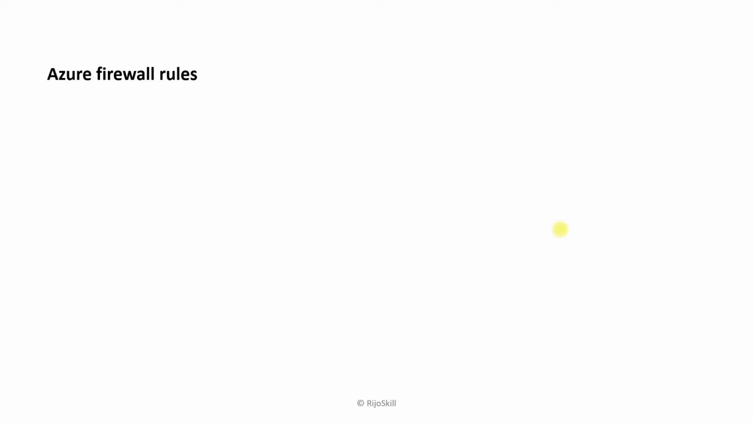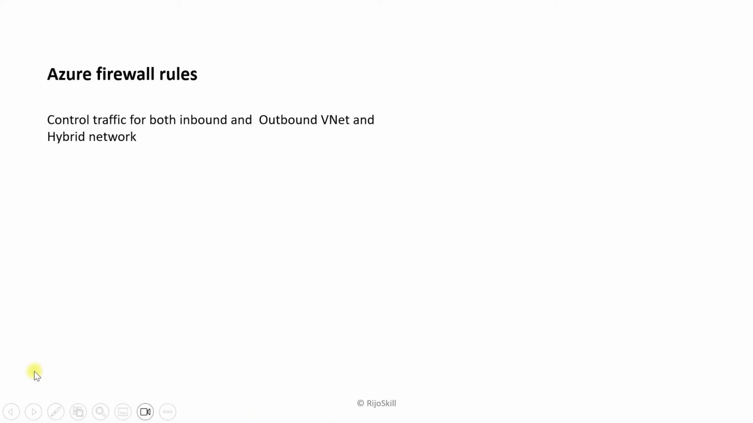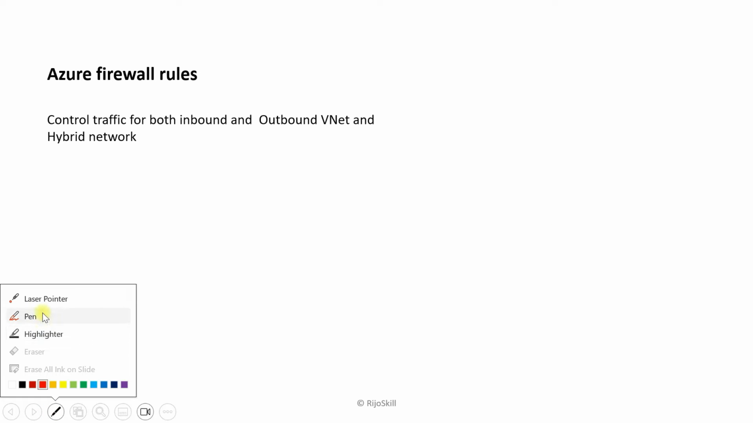What is Azure Firewall Rules? They control your traffic, both inbound and outbound, in the virtual network or in the hybrid network. So now you understand the concept. If you need to control your network, what network you need to allow and what network you need to deny, you can do all of this from the Azure Firewall by creating the rules. I will show you one diagrammatic representation, then you can easily understand.